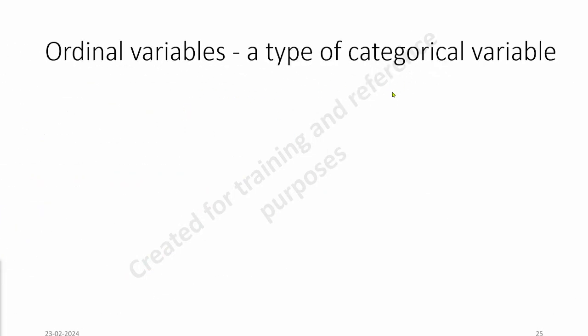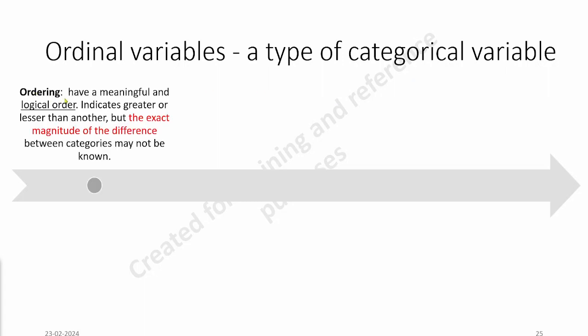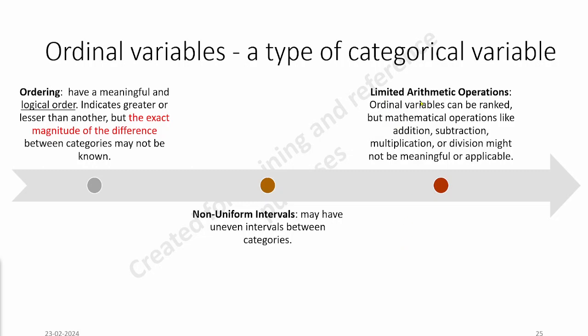Ordinal variable is another type of categorical variable, essentially something which has meaningful and logical order, but you will not have exact magnitude of difference between the categories. So we'll take an example again. This is going to be non-uniform intervals between the categories. You can do a little bit of arithmetic operation, but not all of the mathematical operations will be applicable or valid here.